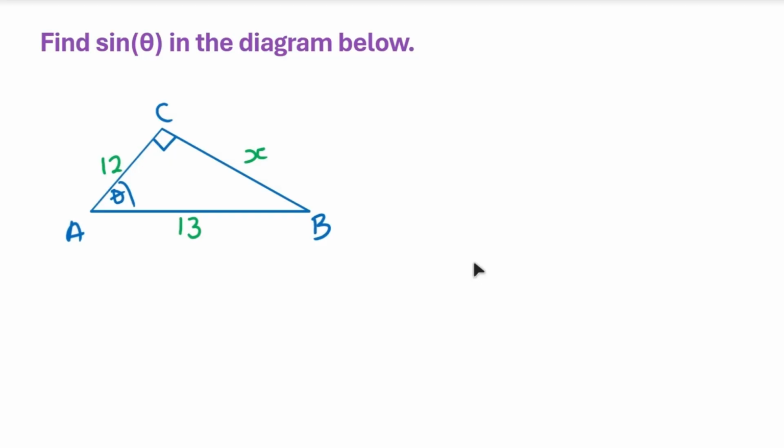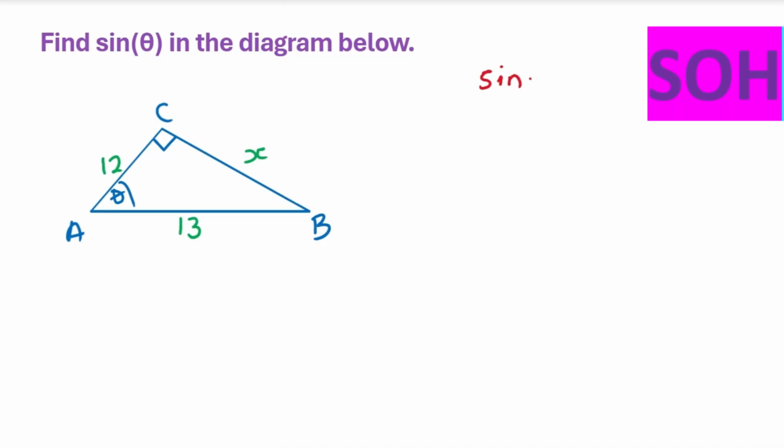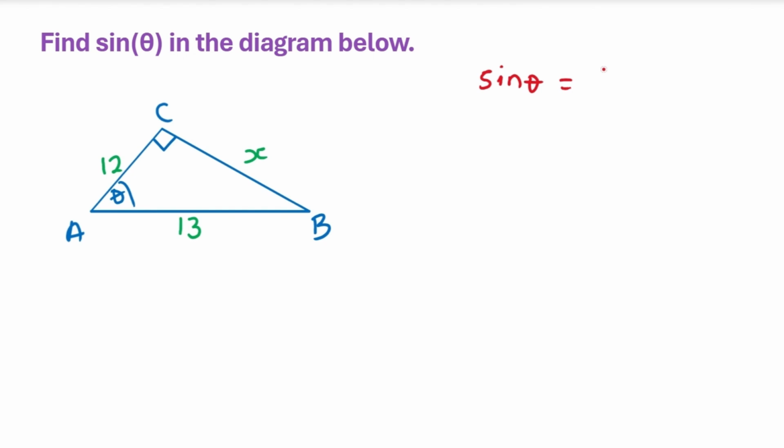We have to find sine theta in the diagram below. How do we go about this question? Sine theta, we have to know the ratio for sine theta. Sine compares opposite and hypotenuse. So that's going to be sine theta is equal to opposite divided by the hypotenuse.